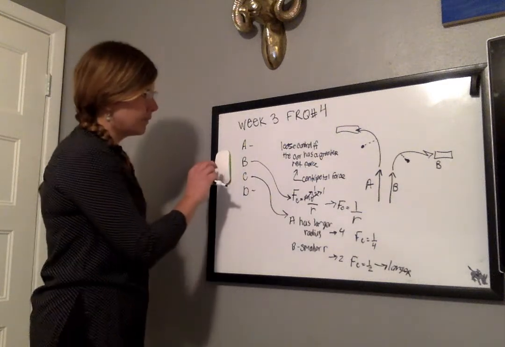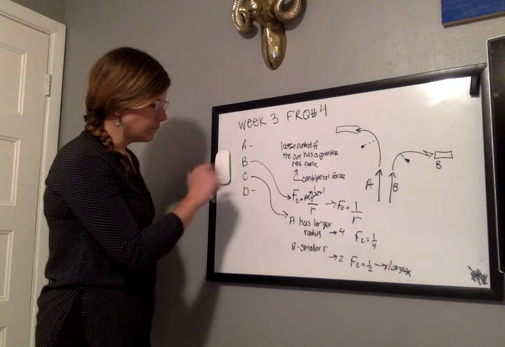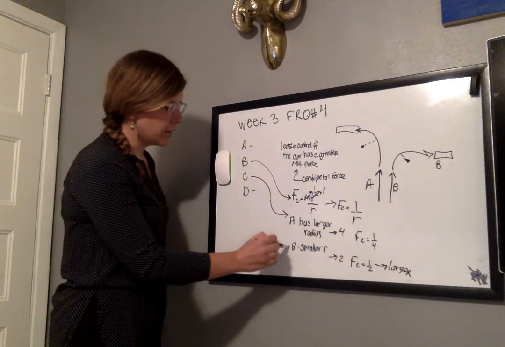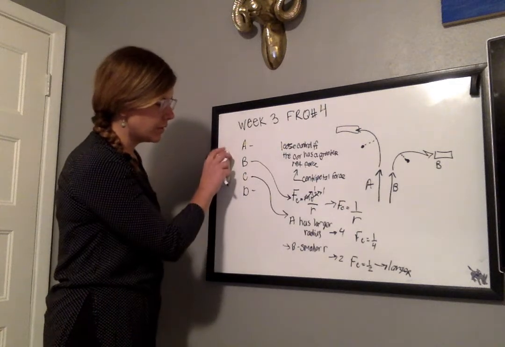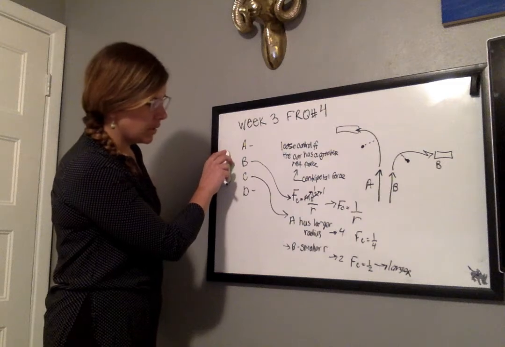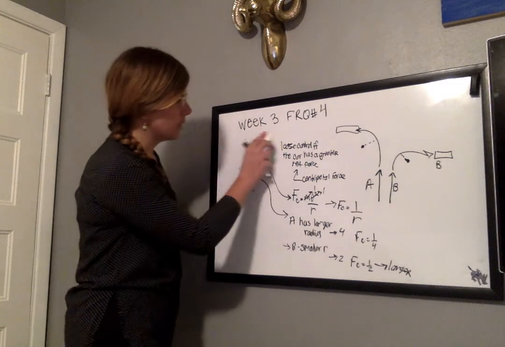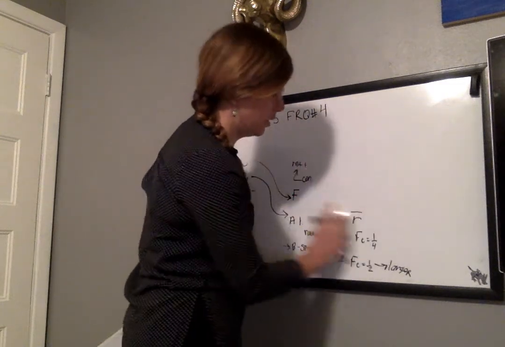Cool. That's it for part A. Your answer, I don't know if you got that, would be car B, more likely to lose control. It has a larger centripetal force and a smaller radius. Awesome.